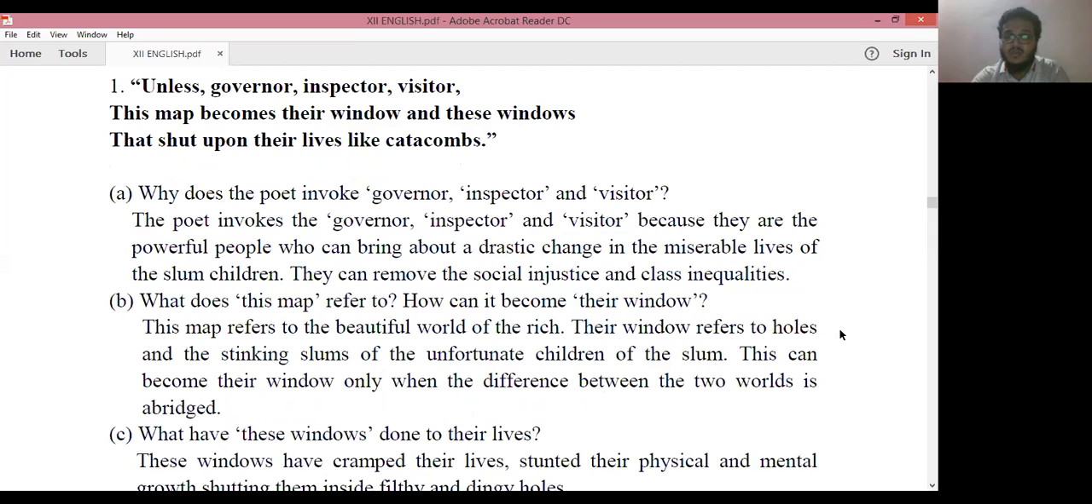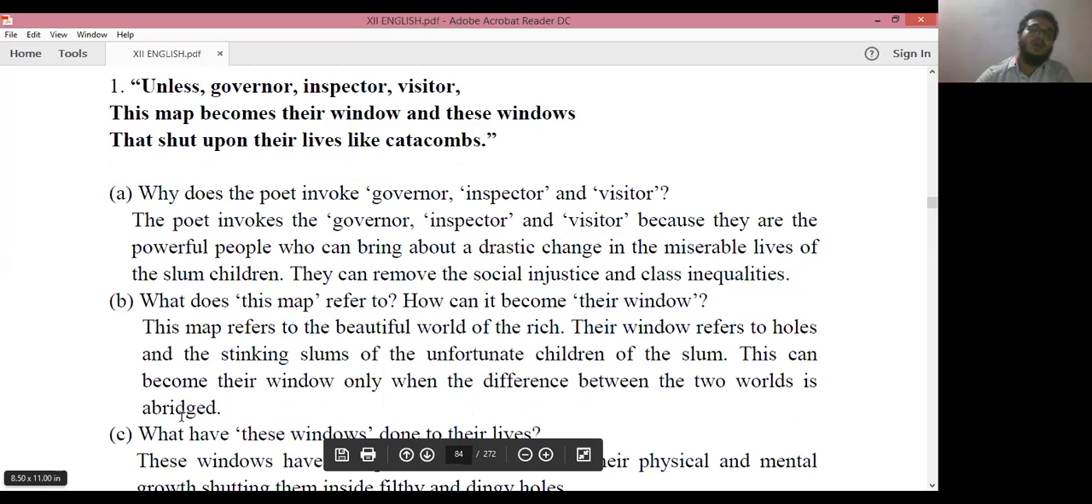The window refers to the holes and stinking slum of the unfortunate children of the slum. Means how it can become their window. This becomes their window only when the difference between two worlds is bridged. Okay, students, try to understand this explanation here.